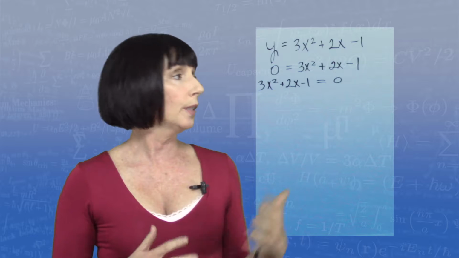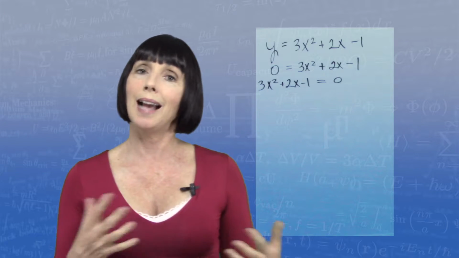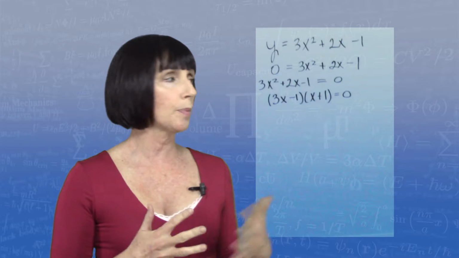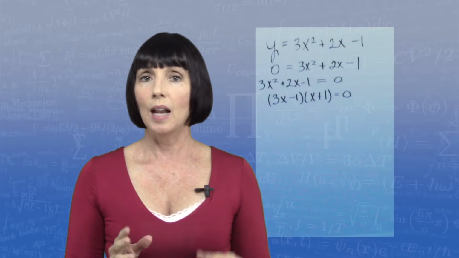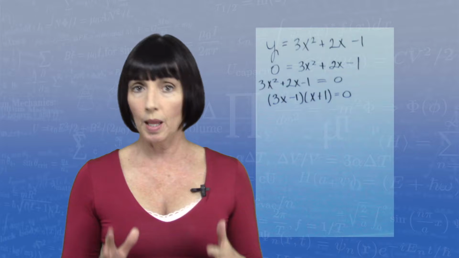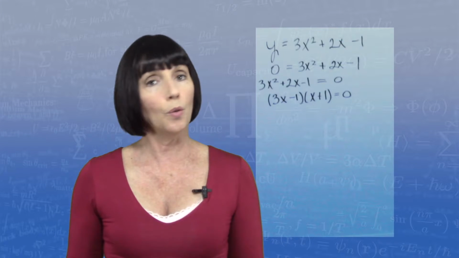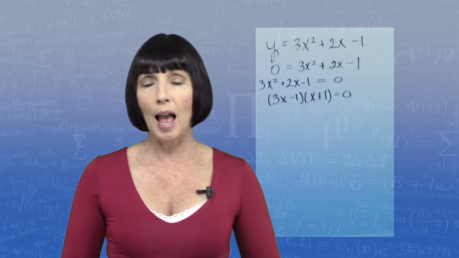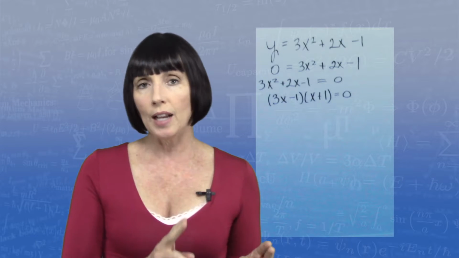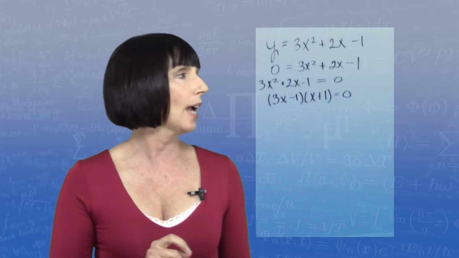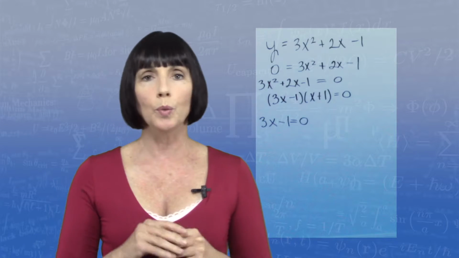So factoring 3x squared plus 2x minus 1, I get (3x minus 1) times (x plus 1) equals 0. Now, I have two factors that when multiplied together equal 0. So that means one or the other or both have to be 0 for that to happen. So I'm going to take each factor, set it equal to 0, and solve. Okay, so let's take the factor 3x minus 1 equals 0.